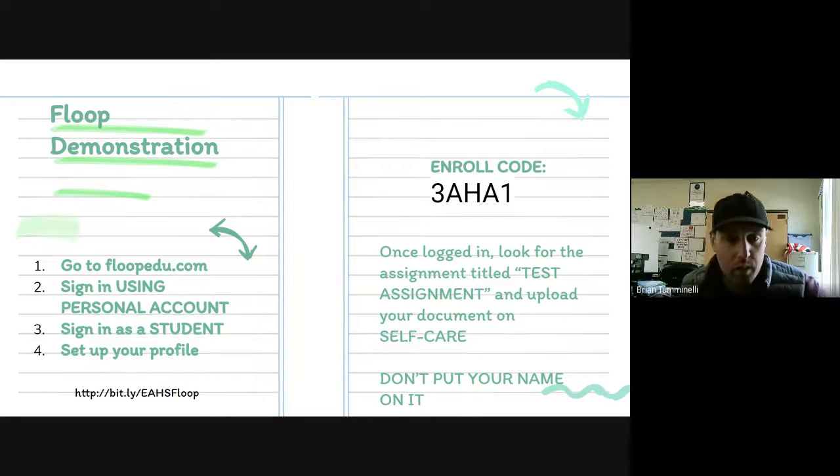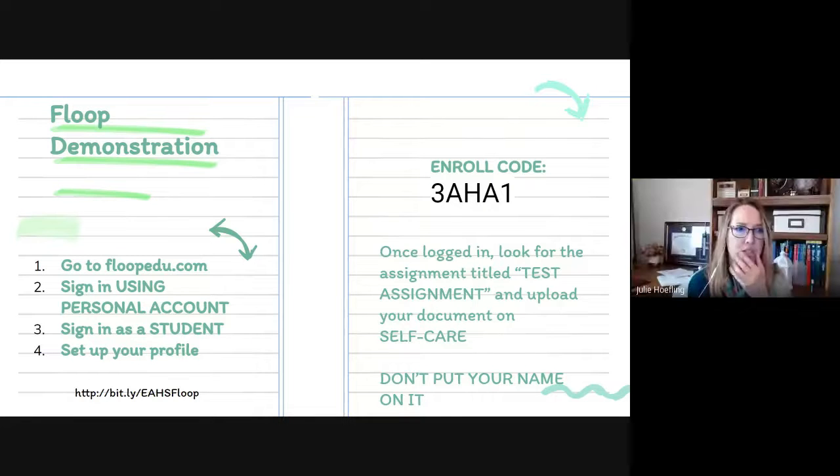And you'll see, once you enroll, an assignment there called test assignment. That's where I'd want you to upload that Google Doc you have, or whatever document you want to upload. We ask that you don't put your name on it. One of the great things about Floop is the anonymity that can come with it. One of the things a lot of students in my class especially have struggled with when it came to peer review is they knew who they were peer reviewing and they were afraid of being too critical.